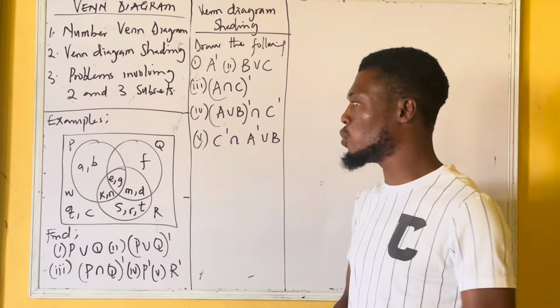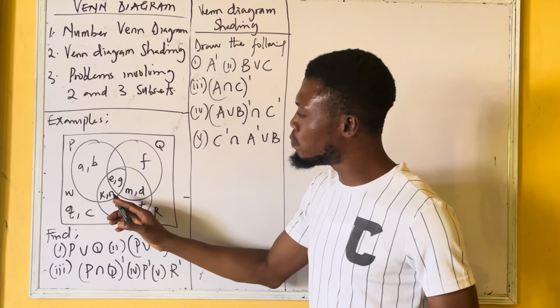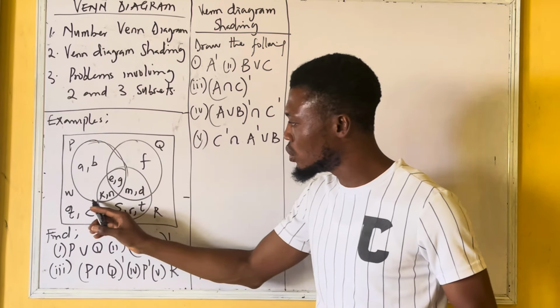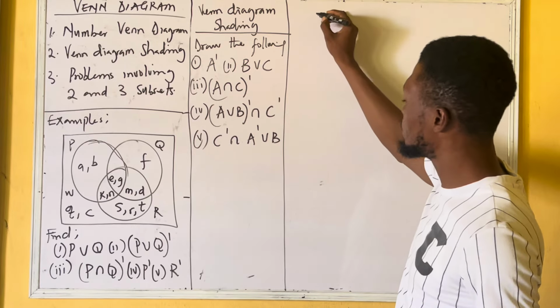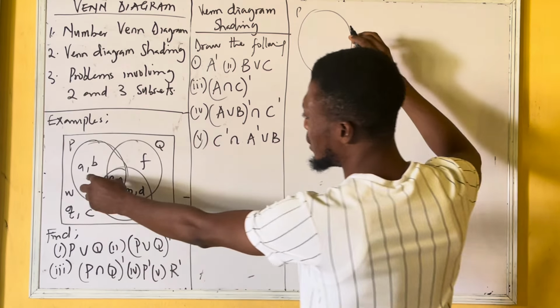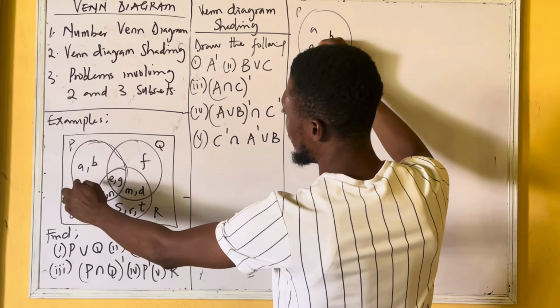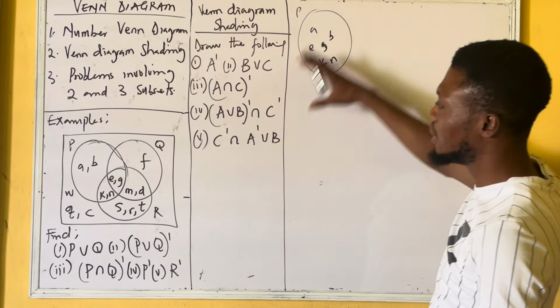Now, first of all, before you start solving, you need to know that the elements of P are everything within this circle. So let me help you. For us to know the elements of P, you draw the diagram of P. Now write everything inside this circle, which is A, B, E, G, K, N. All these are the elements in P.